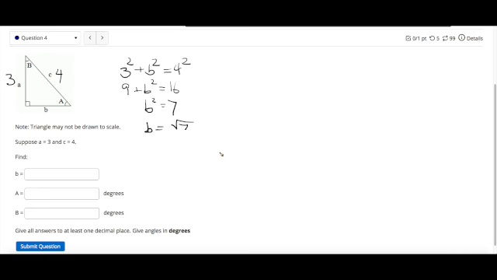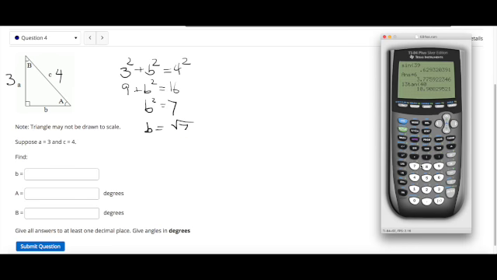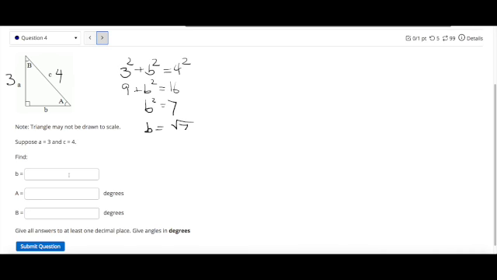All right. They want it to at least one decimal place, so that indicates to me that they do not want a radical format. I'm going to go to the calculator right away because it's really easy to do this one. The square root of 7 is 2 point, at least one decimal place, so 2.6. I'm going to go with 2.6 and put it here.